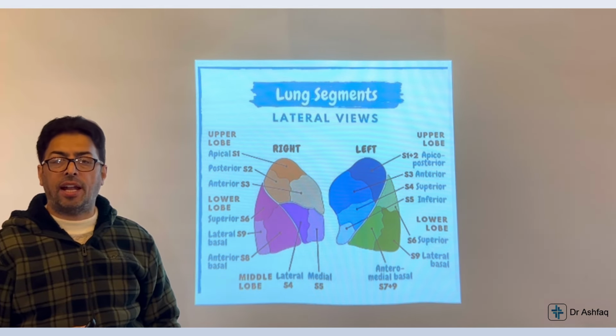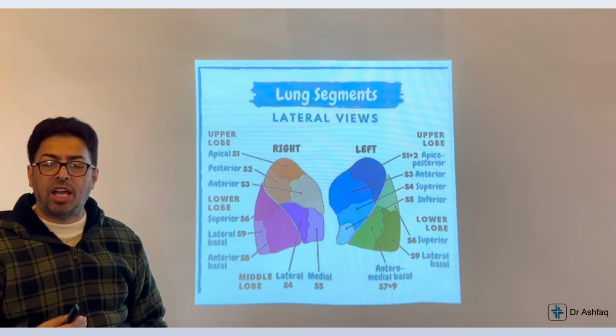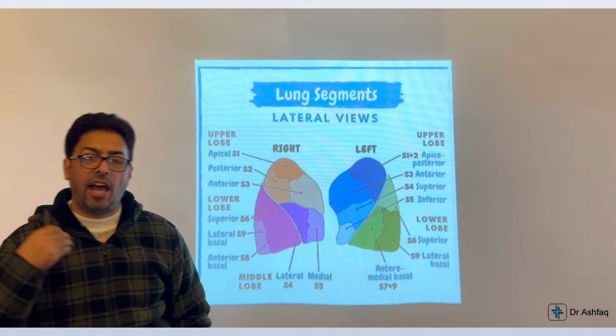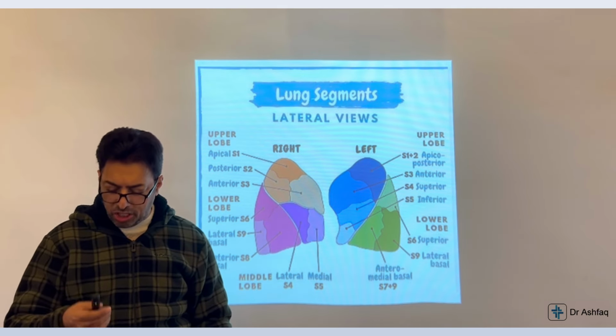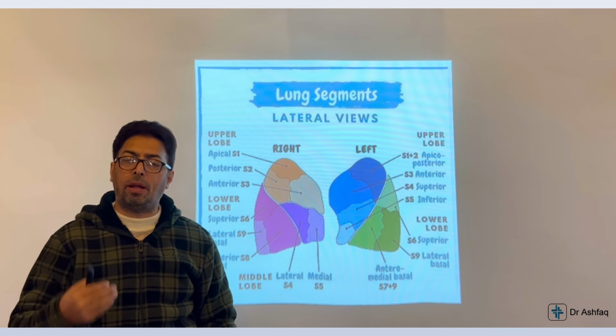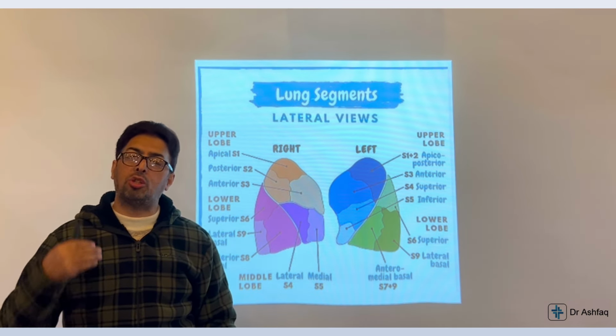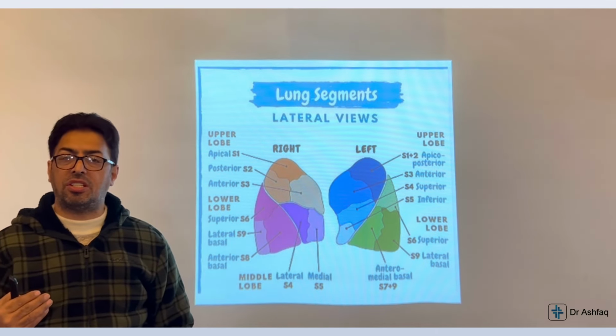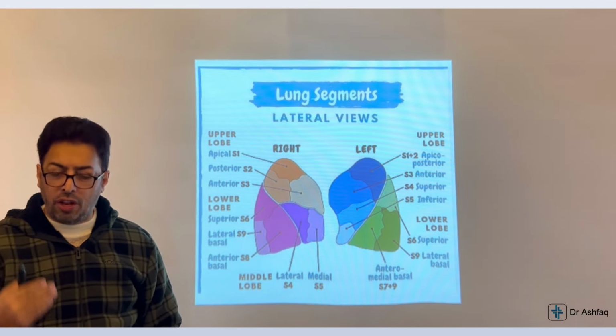Now we say that there are almost 10 bronchopulmonary segments in the right lung and 10 bronchopulmonary segments in the left lung. And what do we mean by these bronchopulmonary segments? To simplify it, a bronchopulmonary segment in itself is a small lung. So a bronchopulmonary segment is a functional unit of a lung.